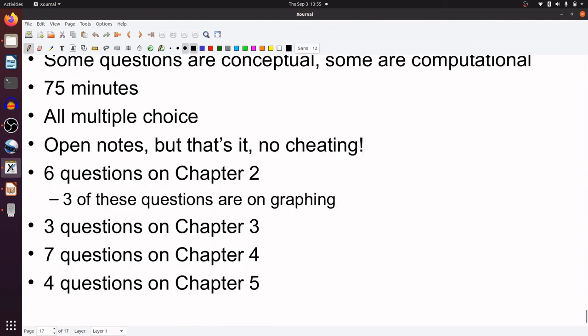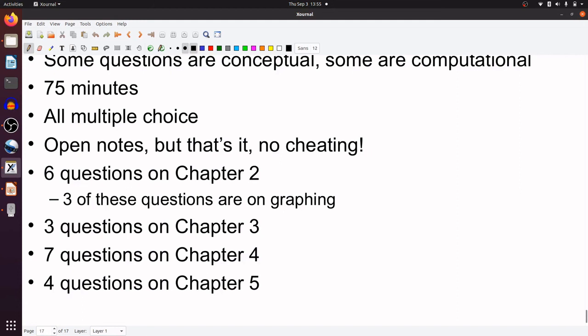Now, what are the distributions? Well, there's going to be 6 questions on Chapter 2. 3 of them are going to deal with graphing, like how to analyze a graph. So make sure you know how to do that. 3 questions will be on Chapter 3. If you recall, Chapter 3 is projectile motion.